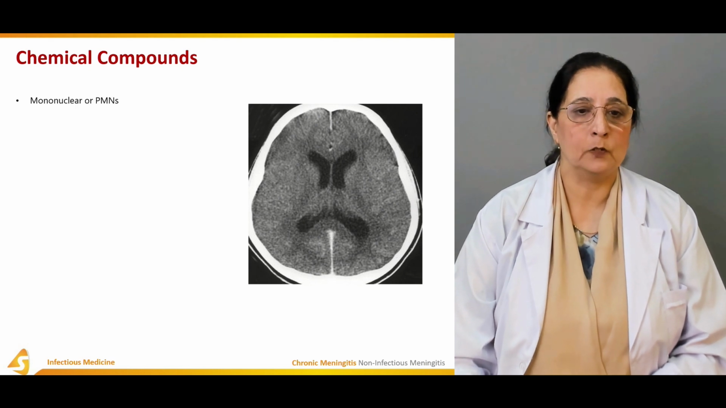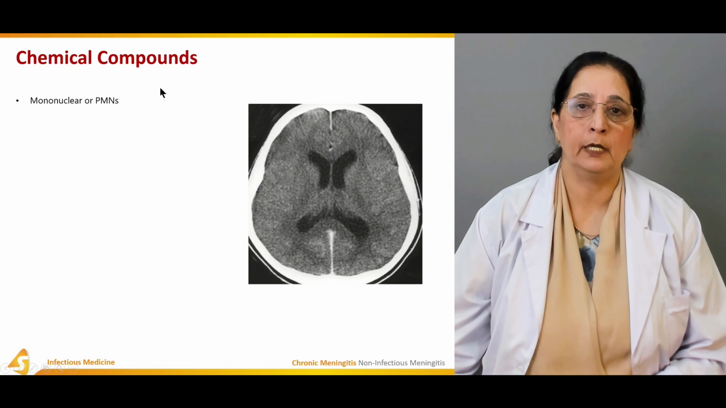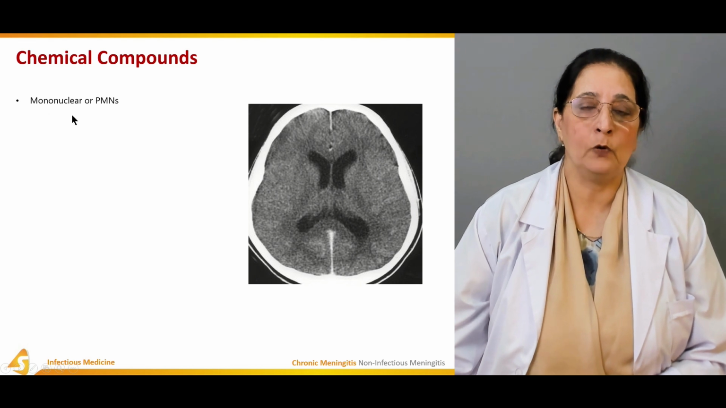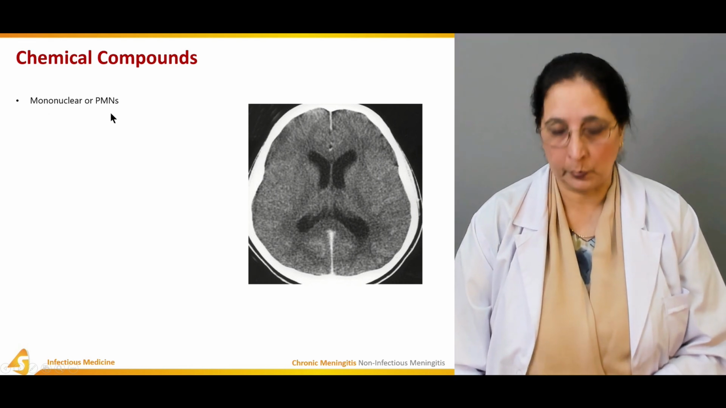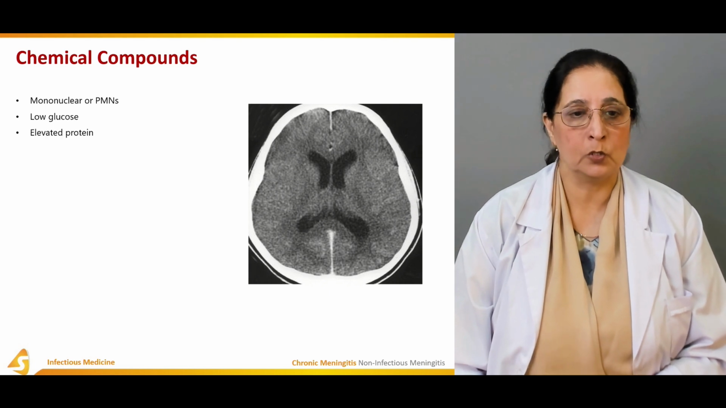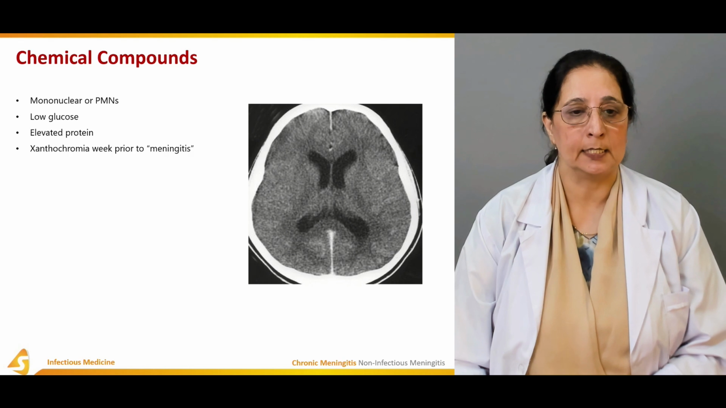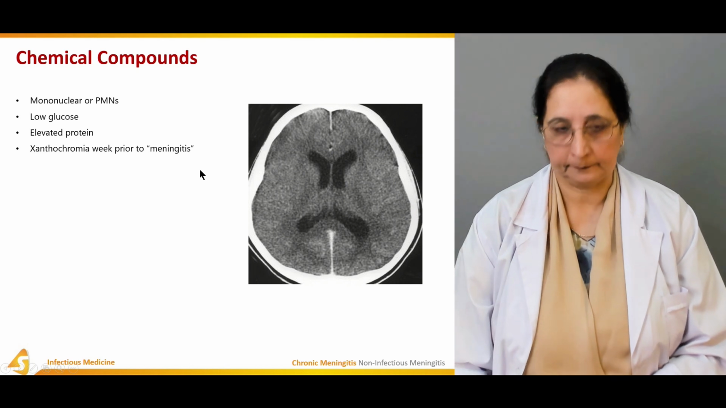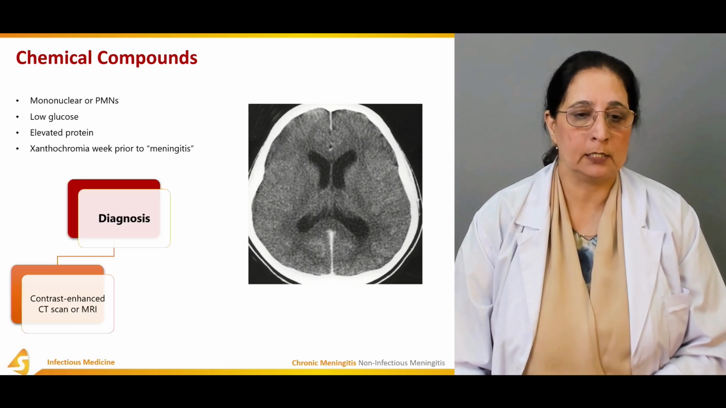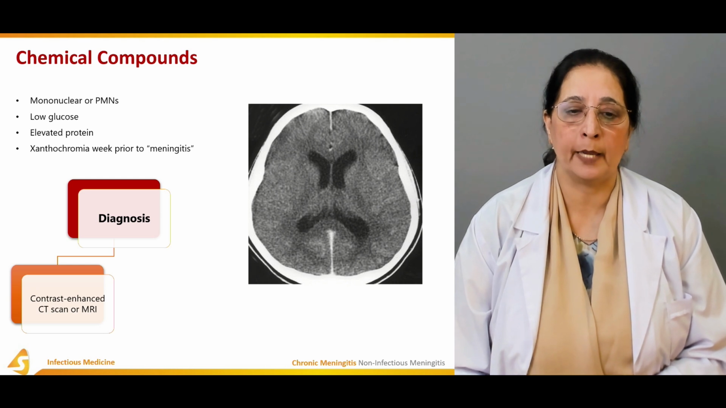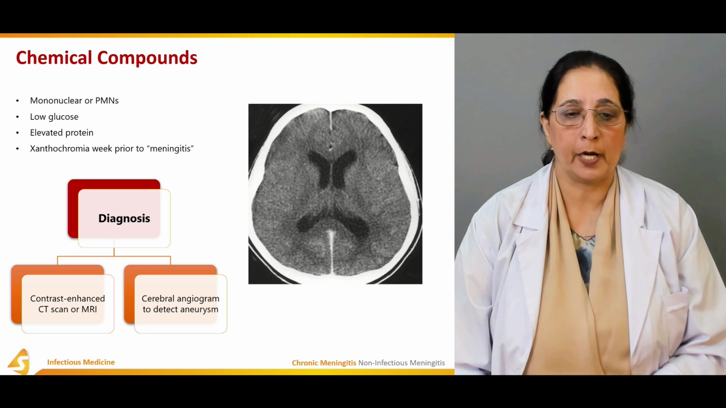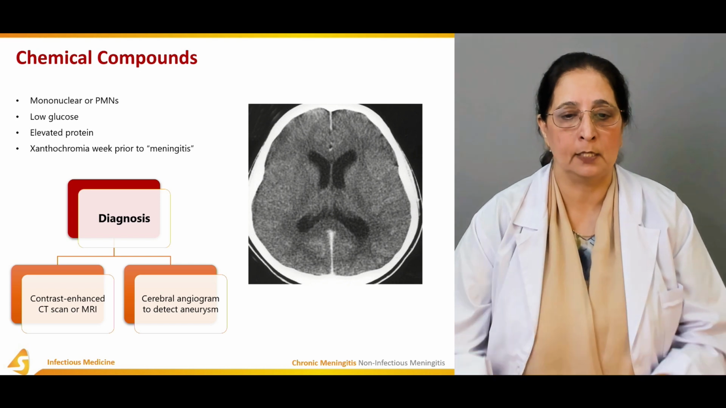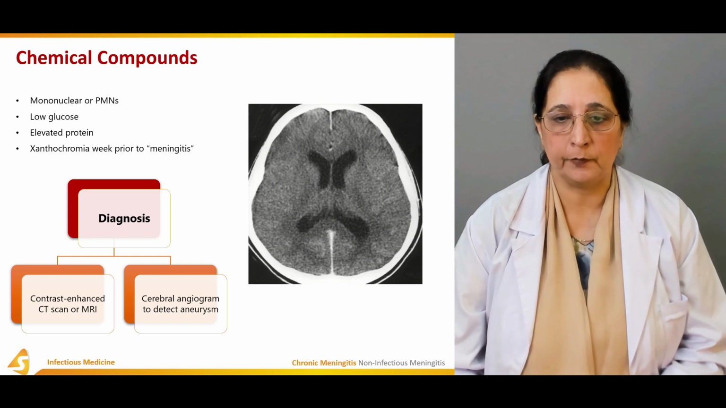Now some chemical compounds are associated with chronic meningitis. There are again mononuclear or polymorphonuclear cells, low glucose, elevated proteins present, and xanthochromia weeks prior to meningitis. Diagnosis is by contrast-enhanced CT or MRI, and cerebral angiogram to detect any aneurysm present. An aneurysm is a dilatation of a blood vessel.